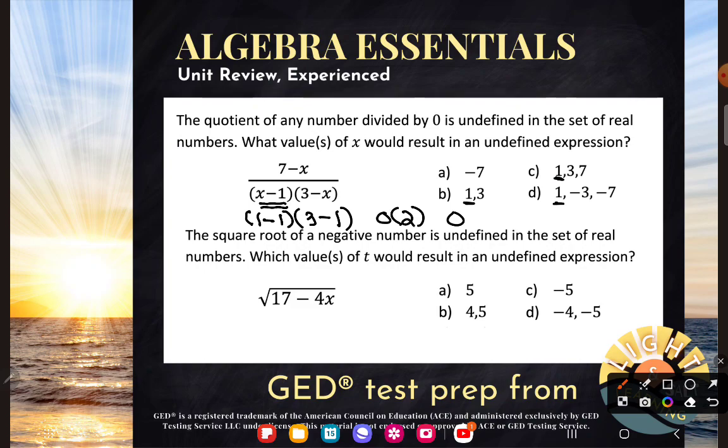Now, how about the next one, though? 3 minus x. How could I make that guy equal 0? Well, 3 minus 3 equals 0. So if I turned x into 3, I'd get 3 minus 1 times 3 minus 3. And of course, 3 minus 1 is 2, and 3 minus 3 is 0. And so 2 times 0 is 0. So also 3. So now I'm liking A, B, and C.